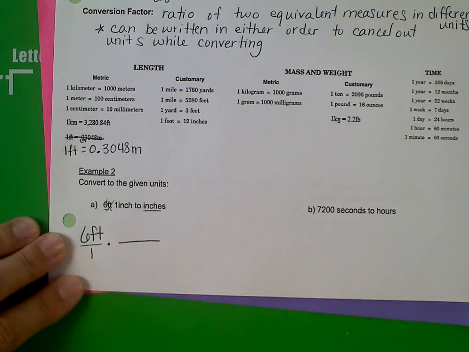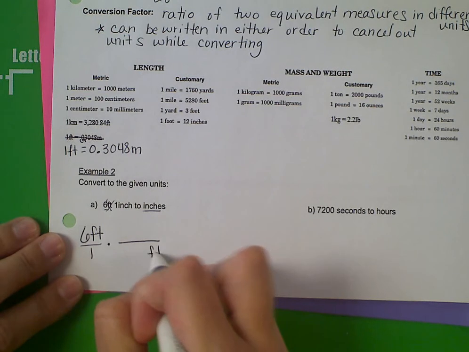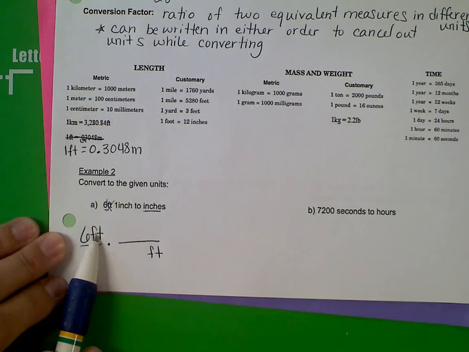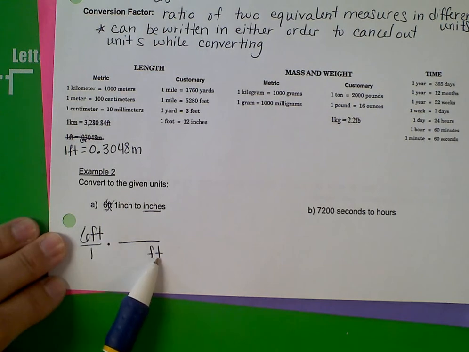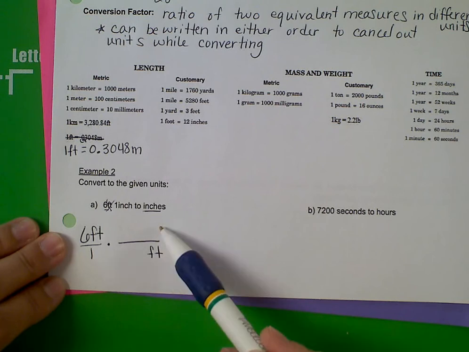In order for me to cancel out the feet, this is really important. So if you started to doze off, please pay attention to this part. If you want to cancel out the feet, or whatever unit it might be, they need to be diagonal. So if I have feet and I want to convert to something else, I need to be able to cancel out my feet. So feet are going to go on the bottom. I want to convert to inches. Do I have a conversion factor with inches and feet? Do I know how many inches are in a foot?